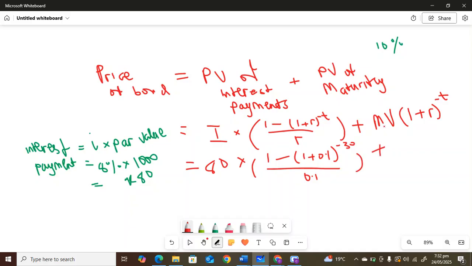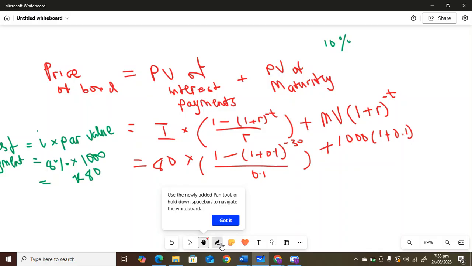Plus the maturity value, which is usually the face value. Okay, bonds are usually redeemable at par value. Basically, that's just saying that when the bond matures, you'll be paid the face value. So our maturity value is 1,000. R is 10%, converted to decimal, power negative 30.